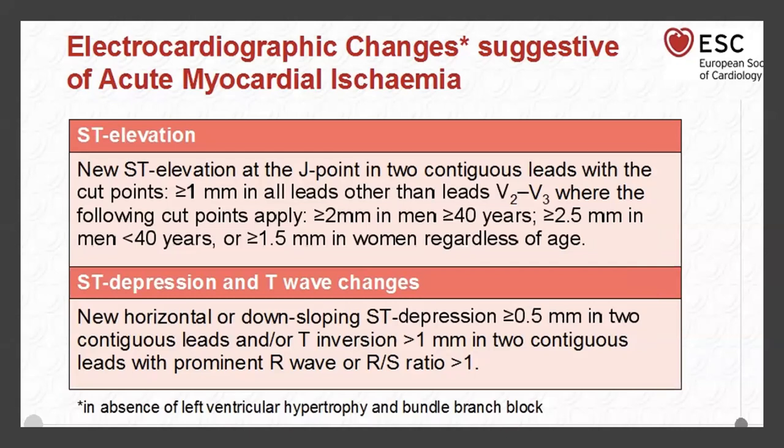And in terms of your ST depression and your T wave changes, you can have new horizontal or downsloping ST depression of more than 0.5 millimeters in 2 contiguous leads. You'll have T wave inversion of more than 1 millimeter in 2 contiguous leads with a prominent R wave or R/S ratio of more than 1. Just to note that this is in the absence of left ventricular hypertrophy or bundle branch blocks.